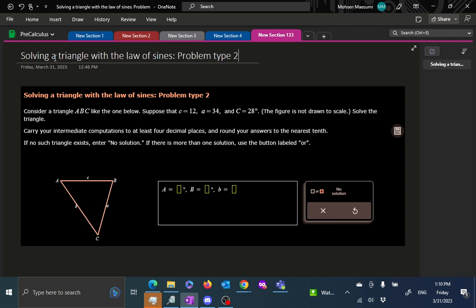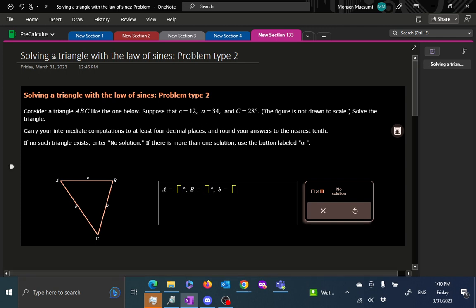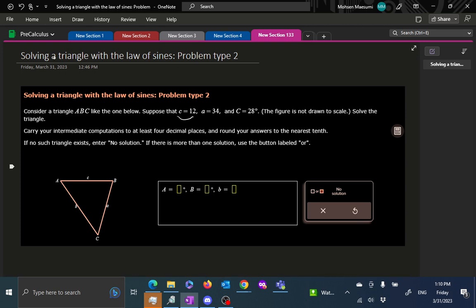Our topic today is solving a triangle with the law of sines, problem type 2. Let's go ahead and see what is meant by type 2. So in this problem, from the triangle, we are given C. C is given 12, A is given 34, and the angle C is given 28.